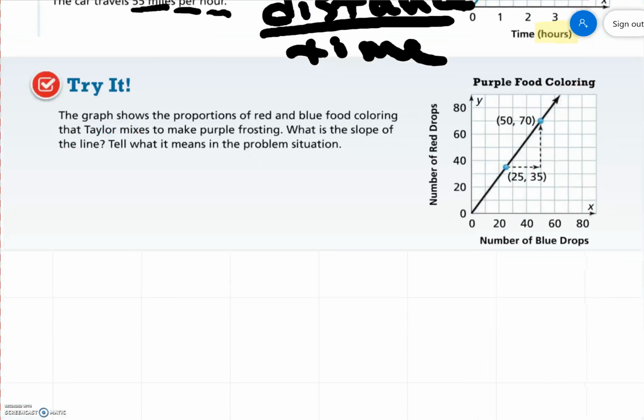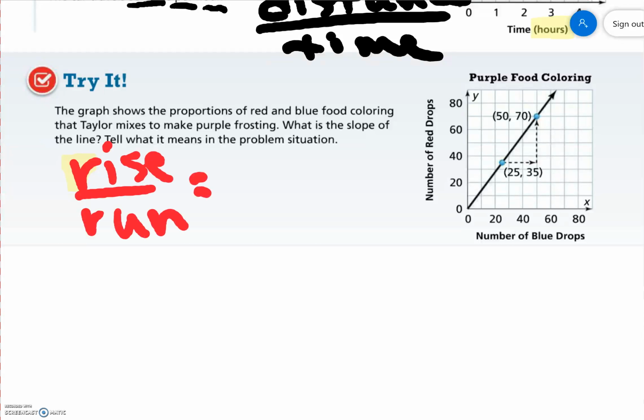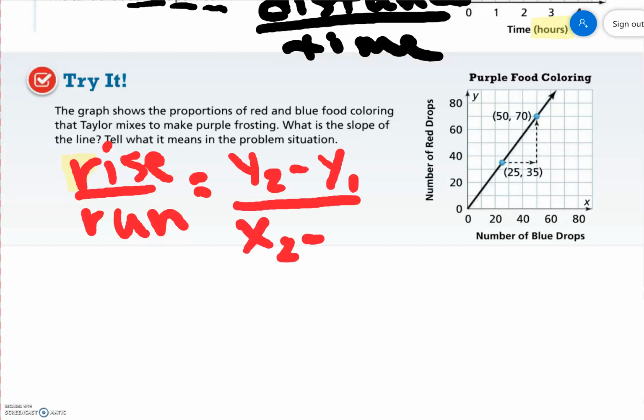Let's try it. The graph shows the proportions of red and blue food coloring that Taylor mixes to make purple frosting. What is the slope of the line? Tell what it means in the problem situation. So remember, slope is rise over run. We can use our equation y2 minus y1 over x2 minus x1. We pick our 2 points. Here's our x1, y1, because that's our first point, and our x2, y2. So I want you guys to set this up, find the slope, and tell what it means in the problem.